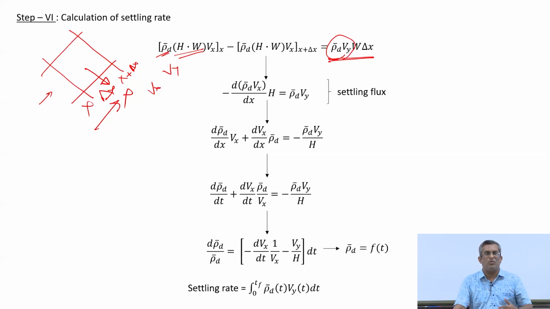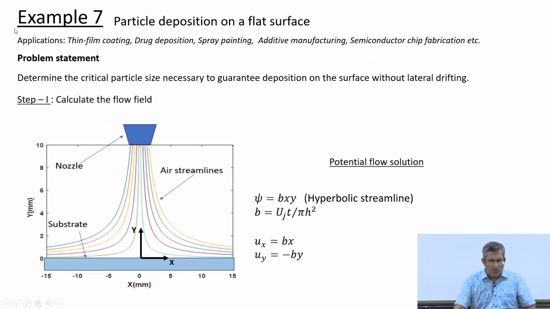After this we will go to another example. So, this example is on particle deposition on a flat surface. So, this kind of applications are encountered in various fields, including thin film coating, drug deposition, spray painting, additive manufacturing, semiconductor chip fabrication, etc. So, particle deposition on flat surface occurs in many applications.